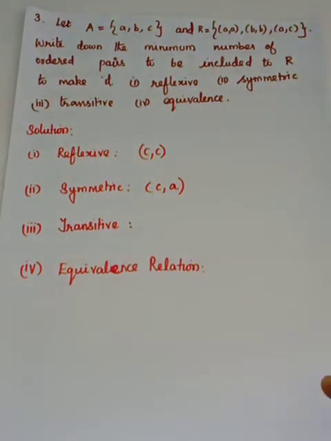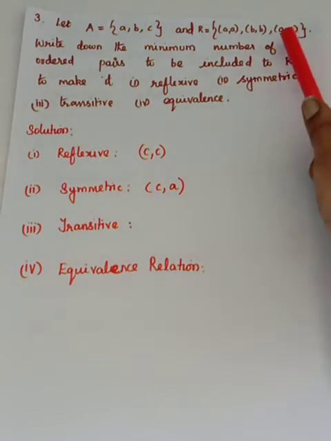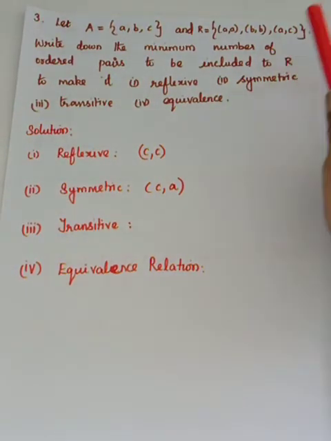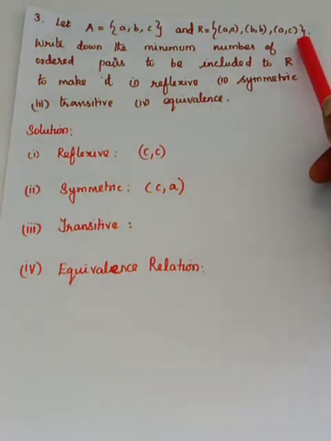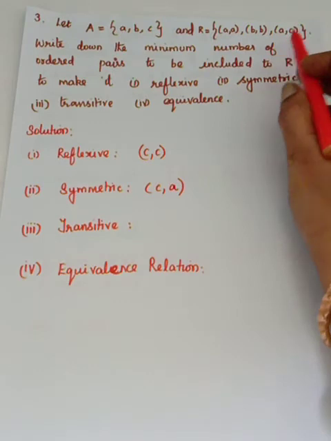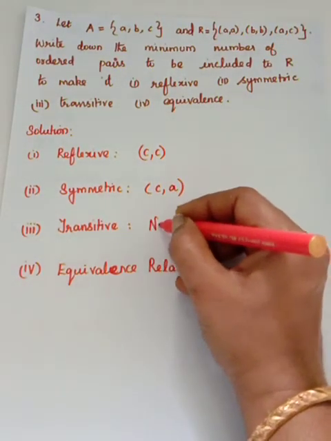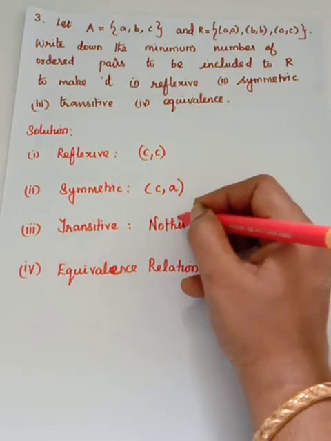For transitive, two conditions should be there. A is related to B and B is related to C means A is related to C, we can say. But here A is related to C alone is there, and C is not related to any element, so that ordered pair is not there. For transitive, we should have two conditions. Here only one ordered pair is there, so nothing needs to be included to make it transitive.